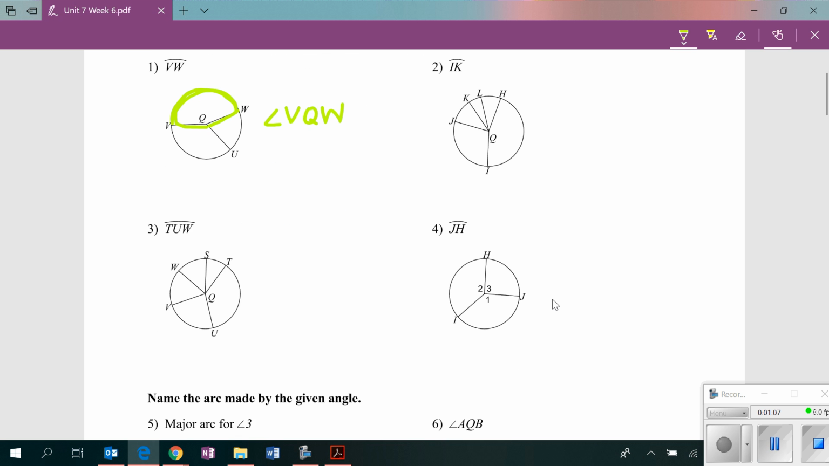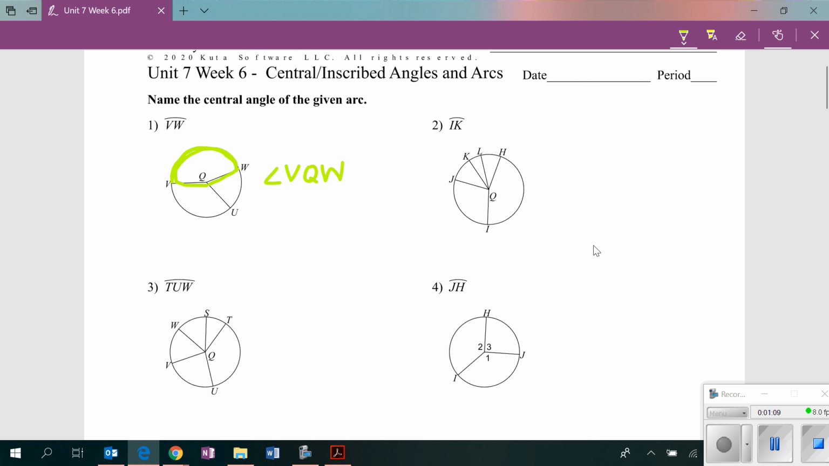Now let's look at one that does have three letters, TUW. This is a major arc because noticing how I'm going to have to go through an extra piece of my circle. I'm going further. I'm creating a larger angle, TUW, and it's referring to the angle right there. That is called TQW. Remember, your vertex is always the middle letter that you talk about, and then your outer two pieces of your angle are those two letters.